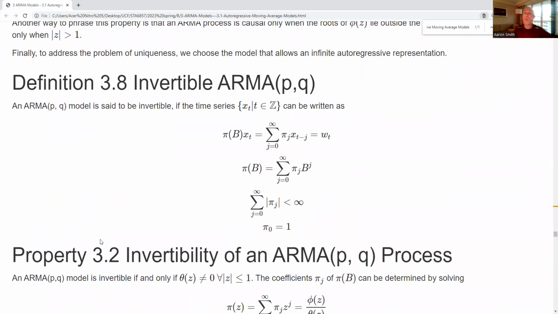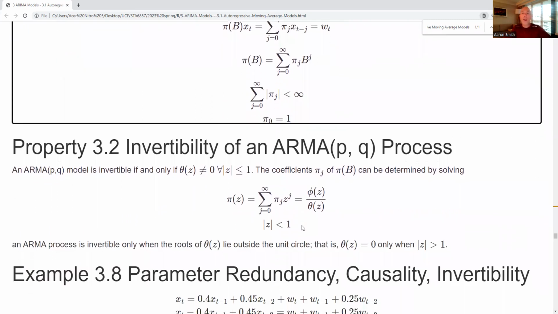Now, an invertible autoregressive moving average model is when we have something similar, but you'll notice it goes in the other way this time. Previously I had a series involving the white noise. Now I'm going to have a series involving the observed values, so I'm going in the opposite direction from a moment ago. I've got the white noise individual term equal to a series of coefficients times the actual observed values lagged, added up, all infinitely many terms. And so pi of the backshift operator is going to be the pi coefficients times repeated backshift operator. Once again, we're going to require absolute convergence on the coefficients. And just to be consistent with how we originally wrote our formula, we're going to say that pi sub zero is equal to one.